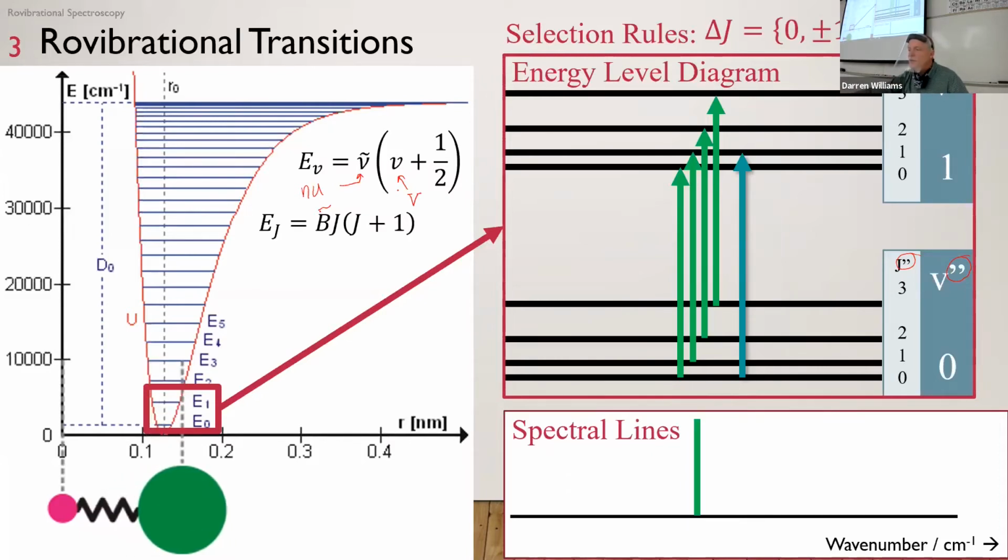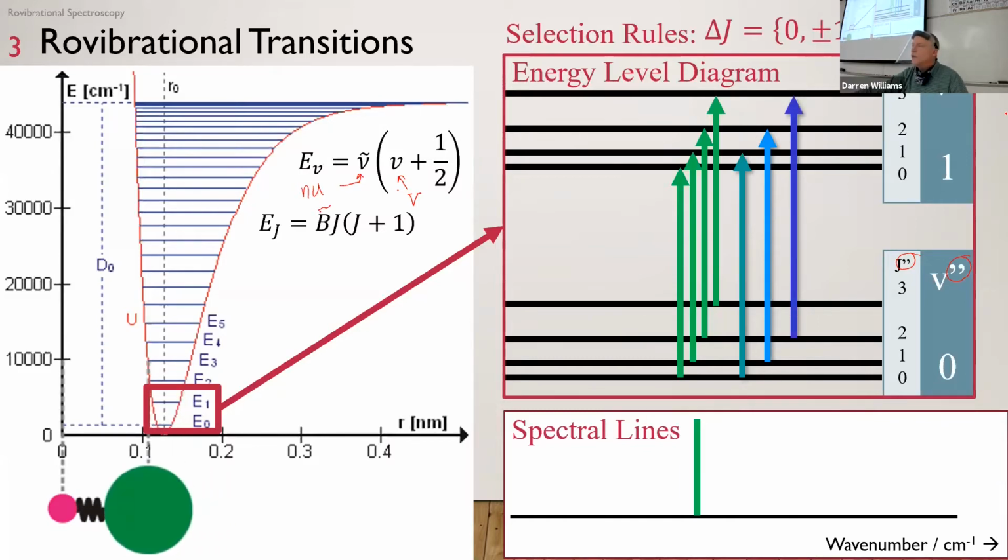And then the next one, let's go from 1 to 2, and so this one is 1 to 2, and then we have a 2 to 3. You see the delta J's are changing by plus 1 in all of these cases, and these would be where they show up in the spectrum. So they'd be at higher frequency because it's a longer arrow, it's a longer jump.